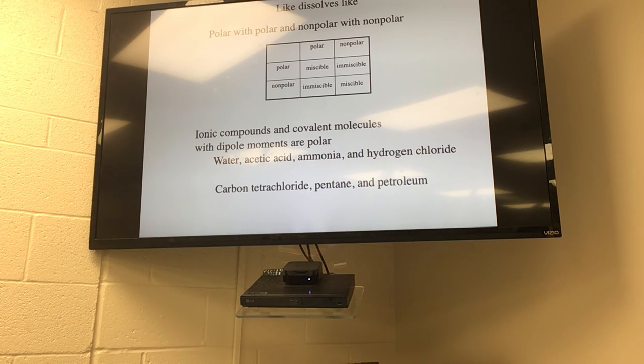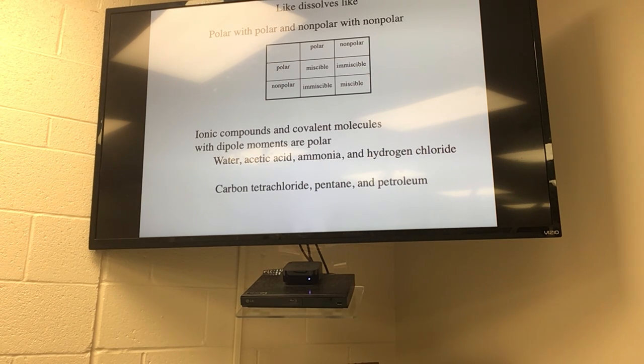Where these here, carbon tetrachloride, pentane, petroleum, gasoline, these are all nonpolar. So all of these would dissolve each other, but none of these would dissolve water. If I have a jar of carbon tetrachloride and I try to pour water in it, they would be separated. Water would be in one place, and carbon tetrachloride would most likely be on the bottom, since it's probably more dense than water.